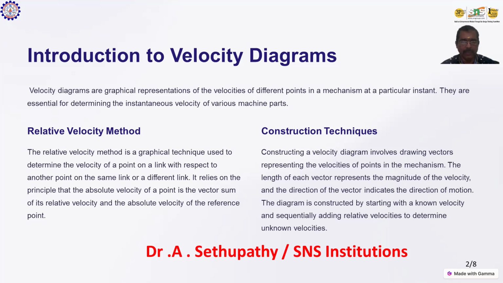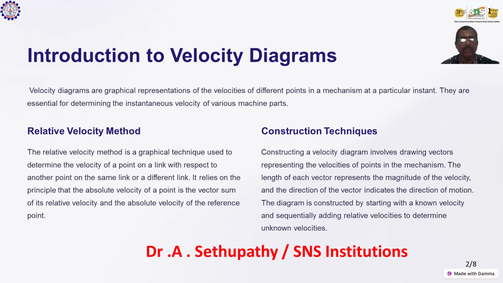In this method, we use the velocity of a point in the link with respect to another point. If we have a first point and a second point, we find the second point's velocity from the first point. This is used in different links and different machines. It relies on the principle that the absolute velocity of a point is the vector sum of its relative velocity and the absolute velocity of the reference point. This is the relative velocity method for finding the velocity at each point.